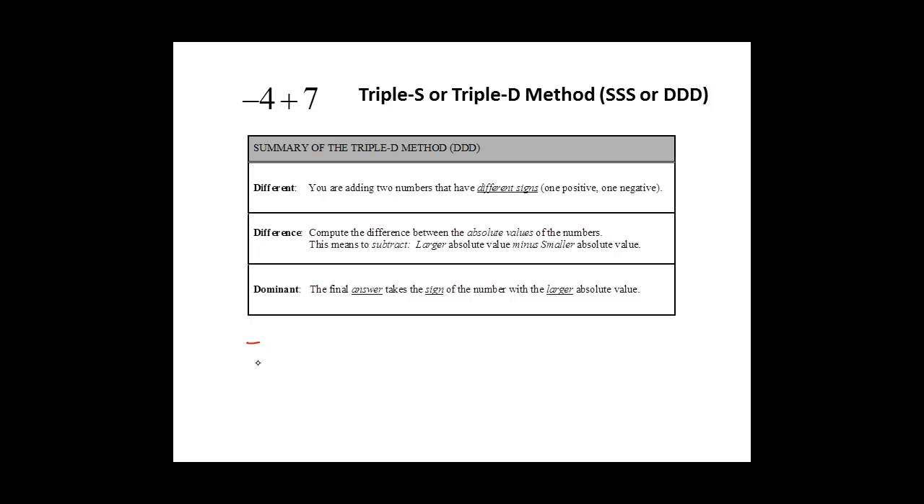For this problem, we will subtract 7 minus 4, which gives us 3. The dominant number is 7. 7 has a larger absolute value than negative 4. The 7 is positive, so therefore our answer will also be positive. Negative 4 plus 7 is equal to positive 3.